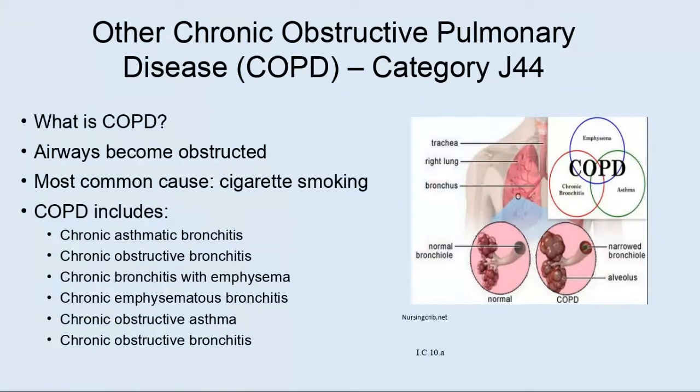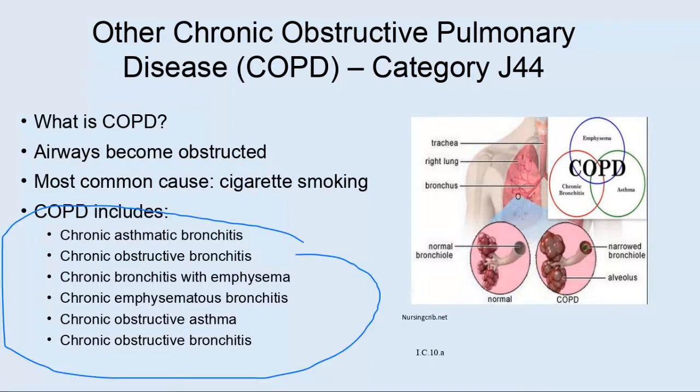COPD is a condition in which the airways become obstructed, almost always because of cigarette smoking. The problem with coding COPD is that it overlaps with emphysema, bronchitis, and asthma. This presentation discusses when to code these related conditions with COPD and when to code them separately. And here is a list of all the many conditions that are included in COPD.